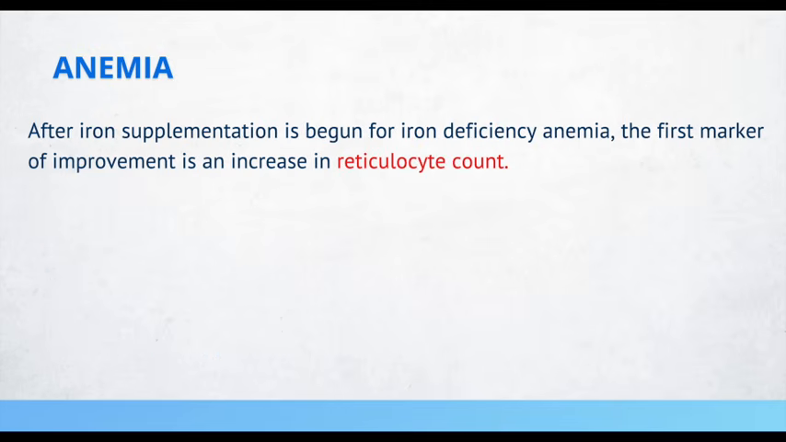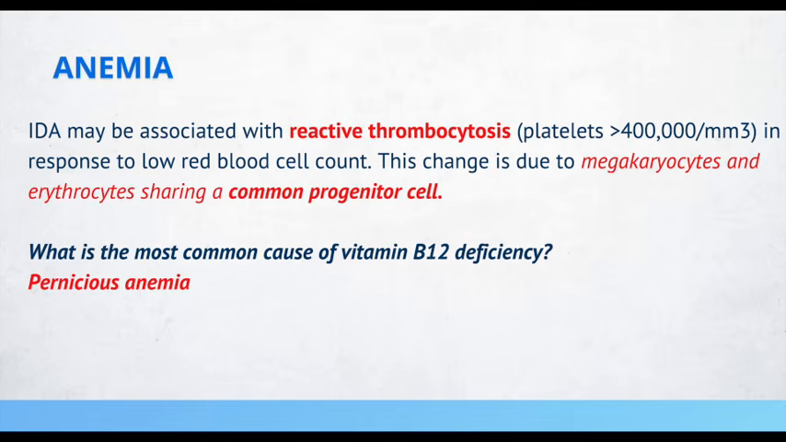After iron supplementation is begun for iron deficiency anemia, the first marker of improvement is an increase in reticulocyte count. So if a patient has iron deficiency anemia, you may also see thrombocytosis. So this can be seen in response to a low red blood cell count. This is because megakaryocytes and erythrocytes share a common progenitor cell.